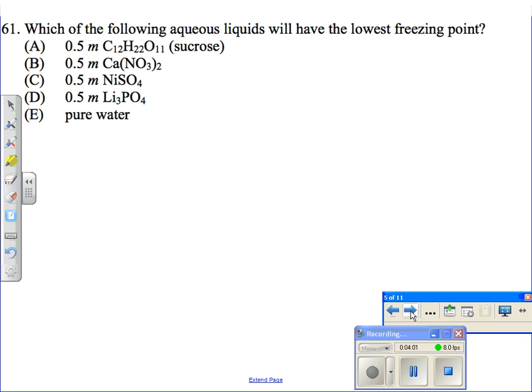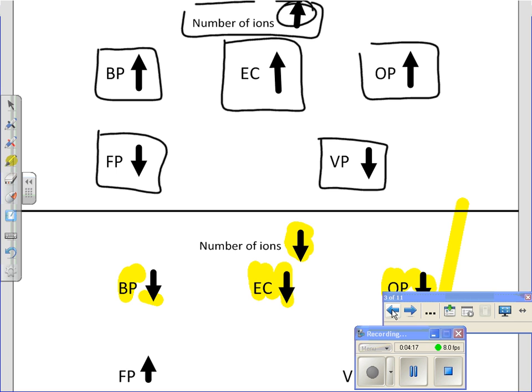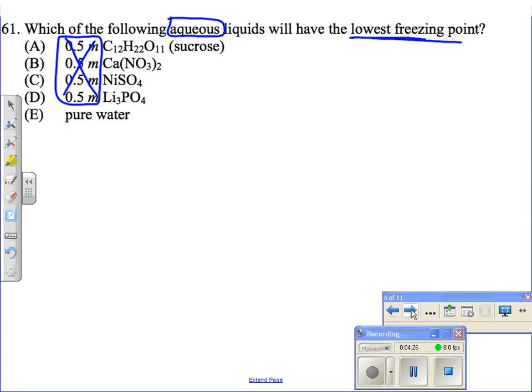If you look right here, first thing I notice, aqueous, which means the Kf is going to be the same because it's water. Notice the molalities are all the same, so I cancel those. So then it comes down to lowest freezing point is going to have the greatest number of particles because I go back to this grid right here. So lowest freezing point is directly connected to the greatest number of ions. So if I go back through here, Van't Hoff factor here is 1. Pure water, pure substance has no particles in it. It's going to be 0, 2, and 3, and 1. So the correct answer for this question would be D.